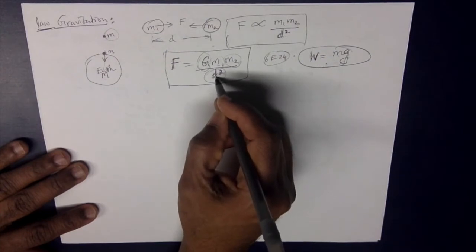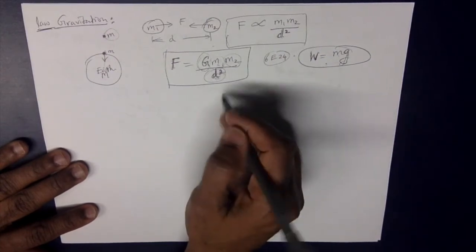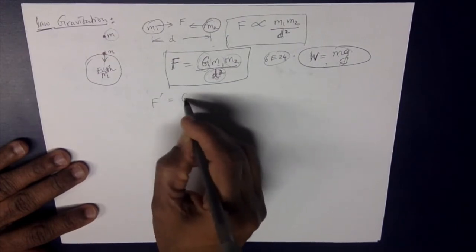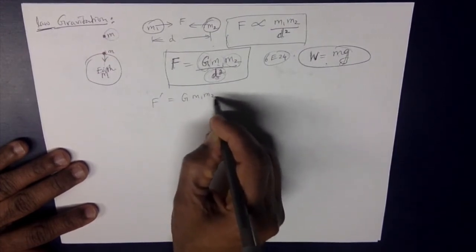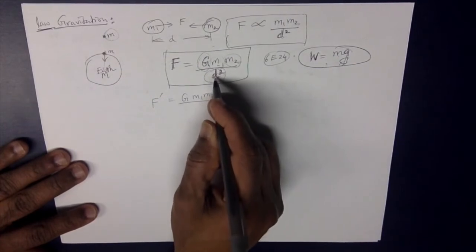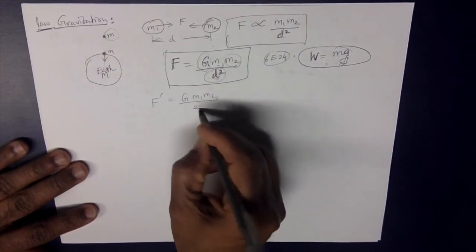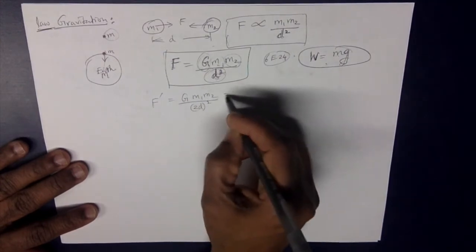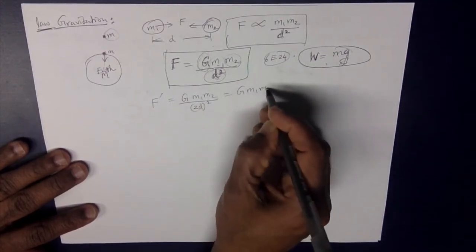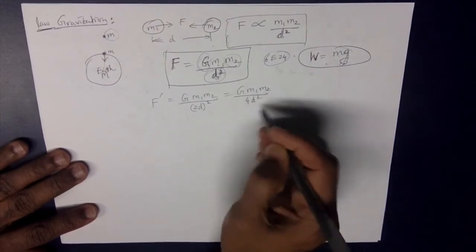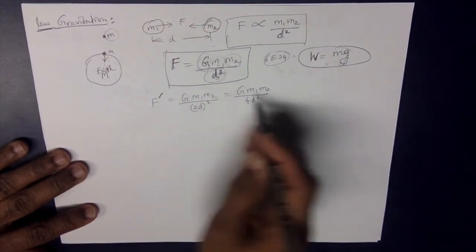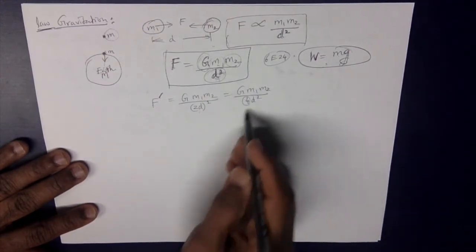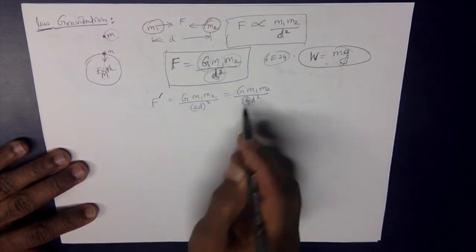For instance, if the D is doubled, the new force is going to be G times M1 M2 over, this is going to get doubled, so it's going to be 2D, the whole square. If you do this, you will end up with 4D squared. So the new force is 4 times smaller because you doubled the distance.